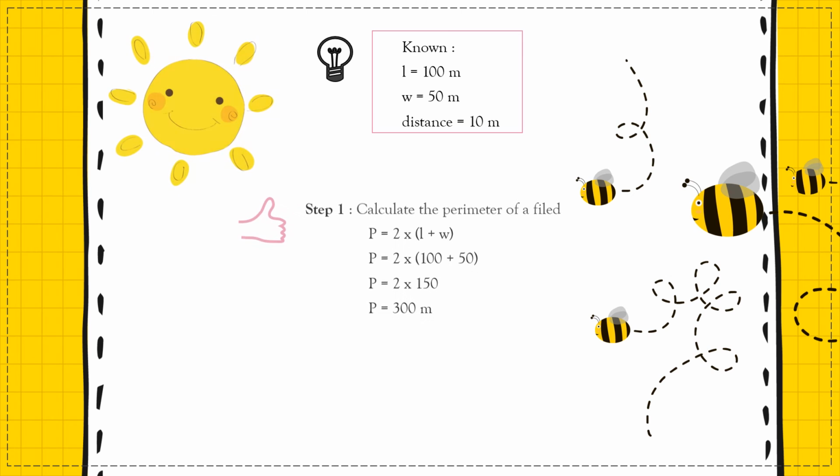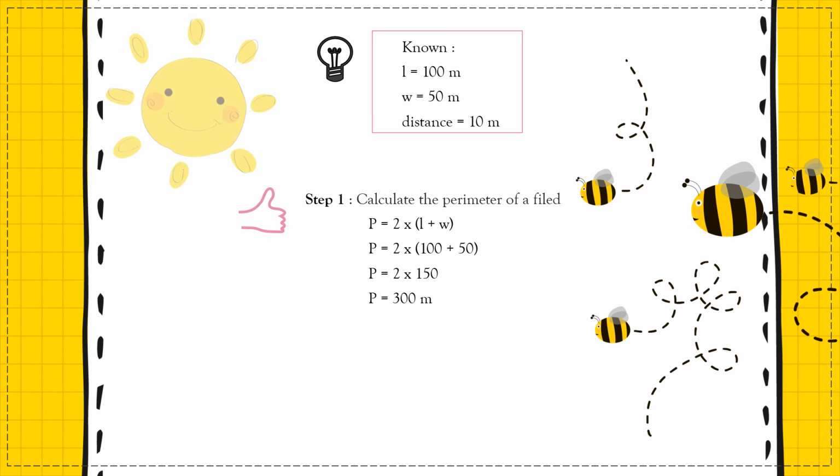Solution. Step 1. Calculate the perimeter of the field. Formula. The perimeter of a rectangle is 2 times brackets length plus width. Perimeter equal 2 times brackets 100 plus 50. 100 plus 50 equal 150, so 2 times 150 is 300 meter.